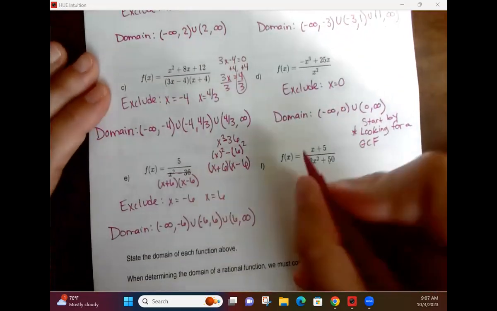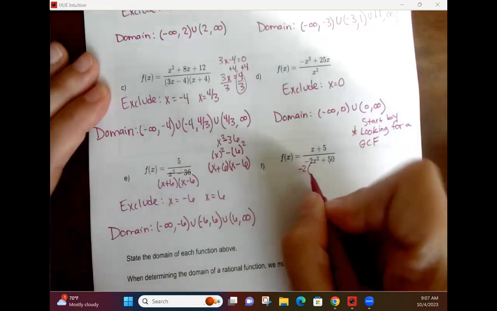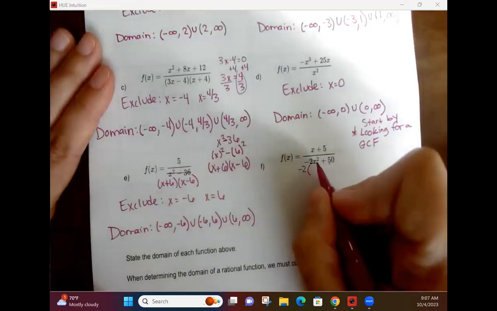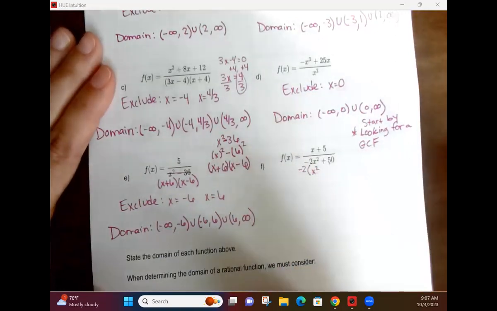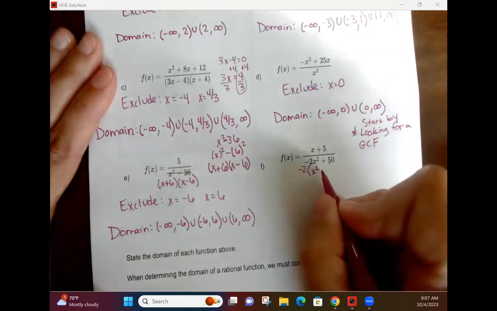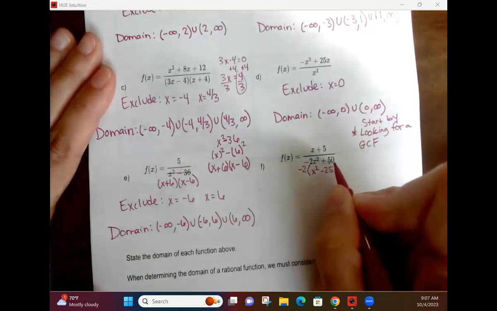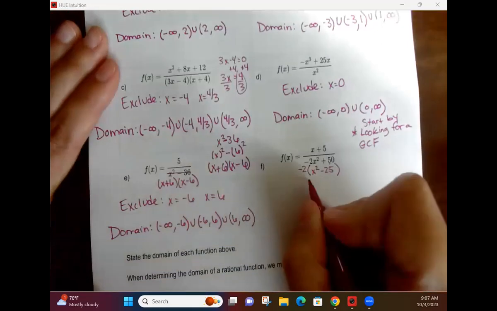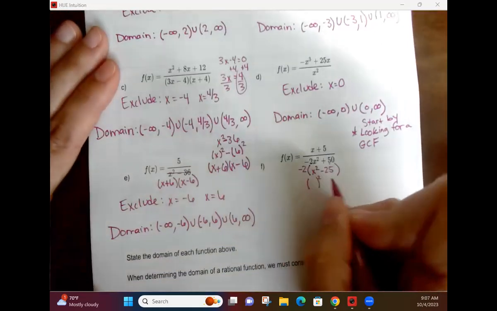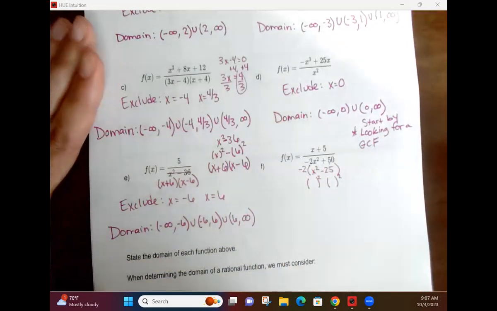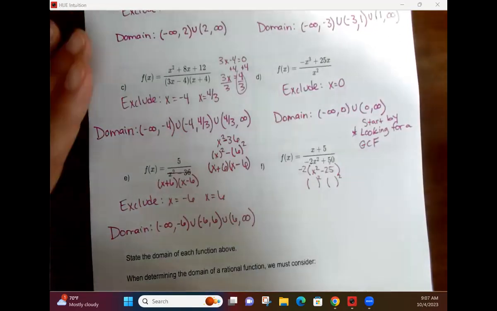Since my lead coefficient is negative, I'm actually going to divide out -2 or factor out -2. That would leave me with positive x squared, and then 50 divided by -2 would be -25. So I can see, again, I have a difference of squares here. What did I square to get the first thing? What did I square to get the second thing? That's going to help me get my factored form.